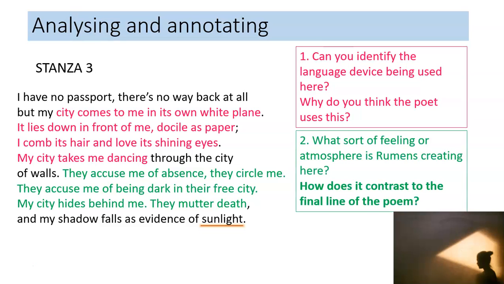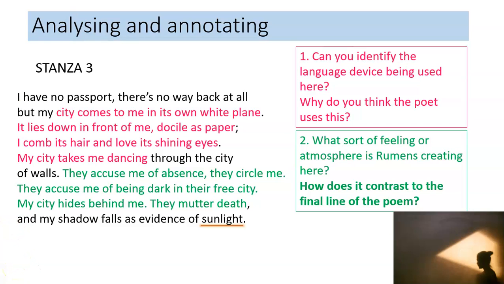And when you pause the video, I want you to look at the green bits where it talks about they accuse me of absence, they circle me, they accuse me of being dark. Think about who they might be that she keeps mentioning. Think about the feeling or the atmosphere Rumens is creating. And then look at the last line of the poem and think about how it contrasts. So take another pause here to write down your notes.